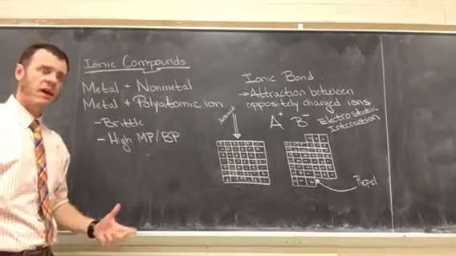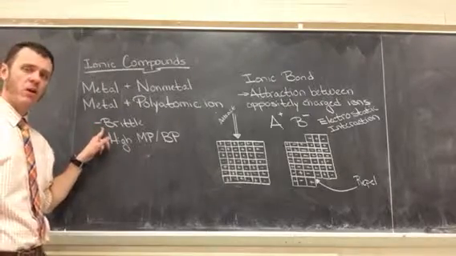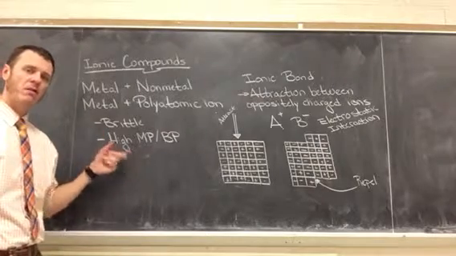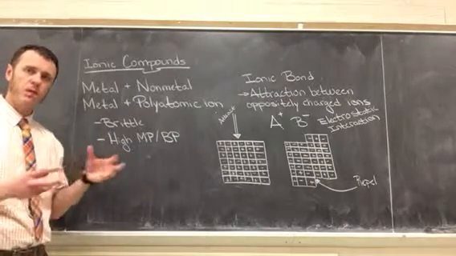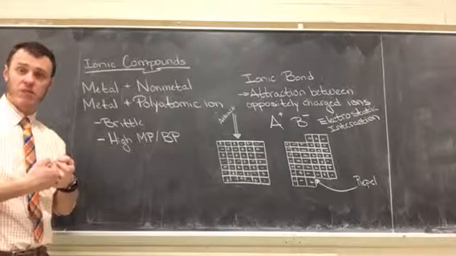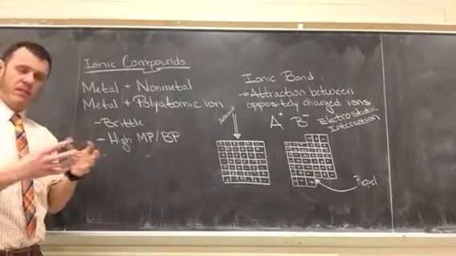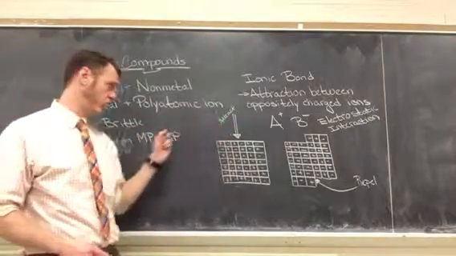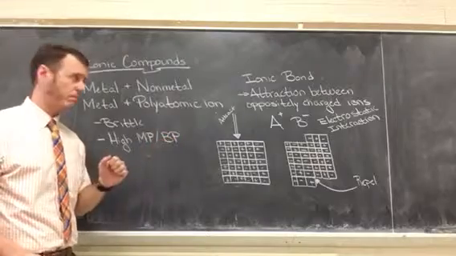Now, some properties of ionic compounds are, one, they are brittle, and we're going to find out about that in a minute. And two, they have very high melting and boiling points. The bonds in ionic compounds are very strong, and so they stick together very strongly. Because of that attraction, it's very difficult to break them apart, which is what you're doing when you boil something.